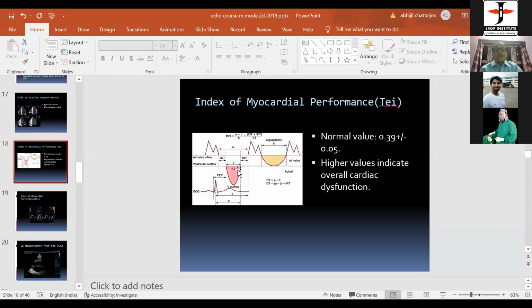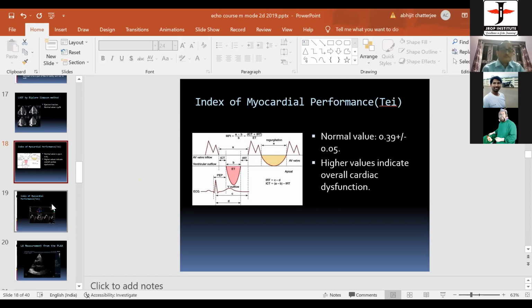Again, when the aortic valve has stopped ejecting blood, the aortic valve has closed, but the mitral valve has not yet opened. So this is a part of the cardiac cycle when the myocardium is relaxing, but both the valves are closed. This is known as isovolumic relaxation time. Myocardial performance index is isovolumic contraction time plus isovolumic relaxation time divided by ejection time. See the top here, they have given the formula. Isovolumic contraction time plus isovolumic relaxation time divided by ejection time. Am I clear to you now?